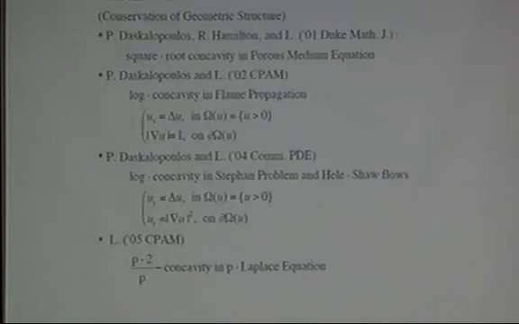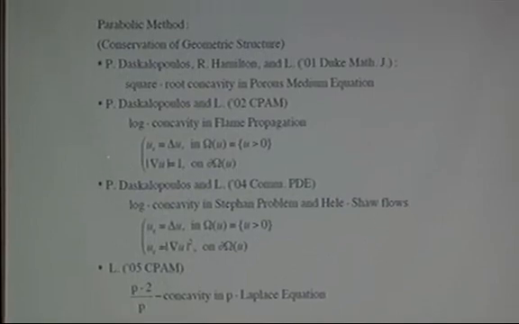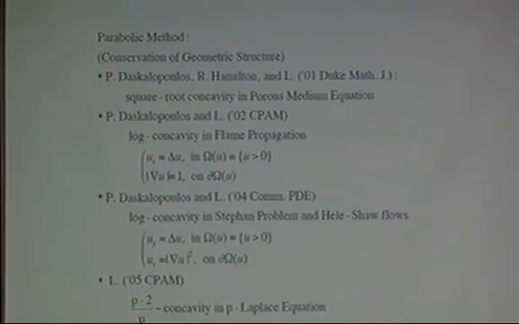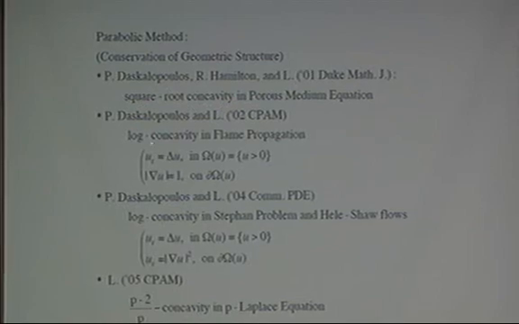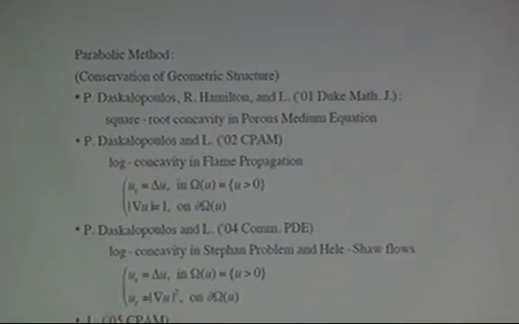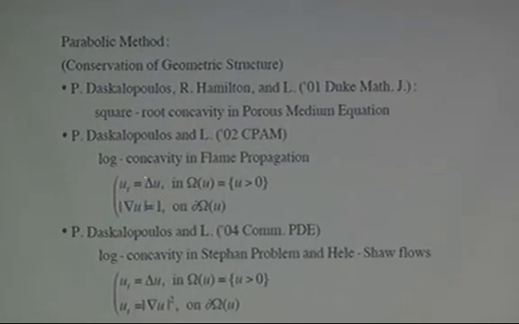And then we studied the parabolic method for a long time, and it started with Daskalopoulos and Hamilton, and we showed the square root concavity in the porous medium equation. And also, Ishige and I showed log concavity in flame propagation. Here, in the interior, you have a heat equation, which is pretty simple, but the boundary is a free boundary, so your boundary is moving. So the computation is pretty tough there. And also we showed a similar result for the Stefan problem and the Hele-Shaw problem. And in the porous medium problem, the computation is quite lousy.